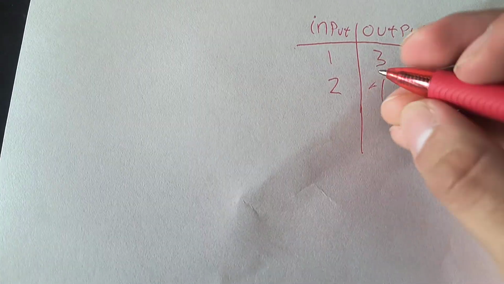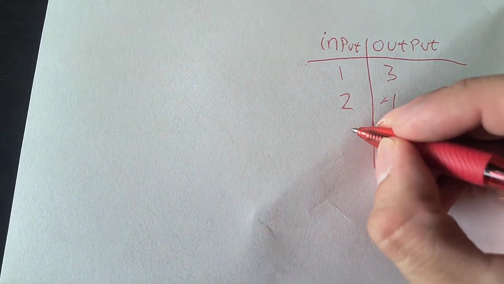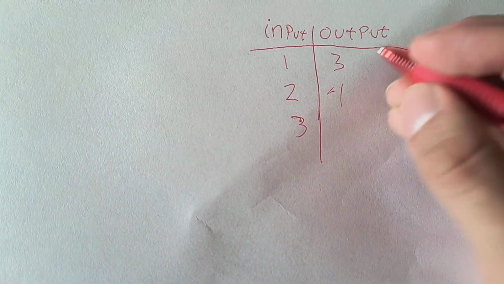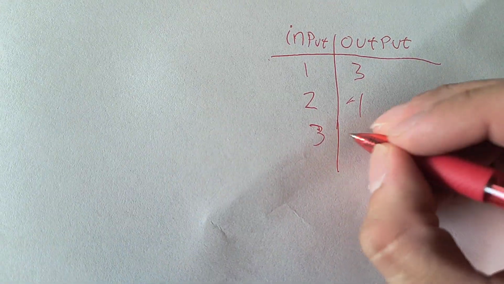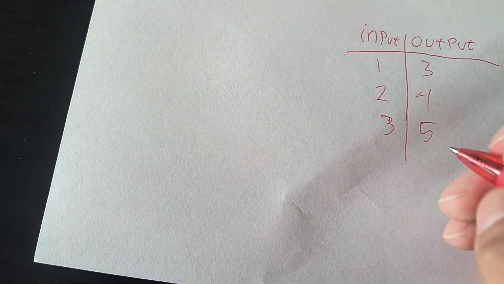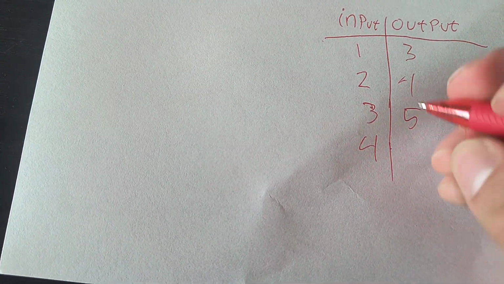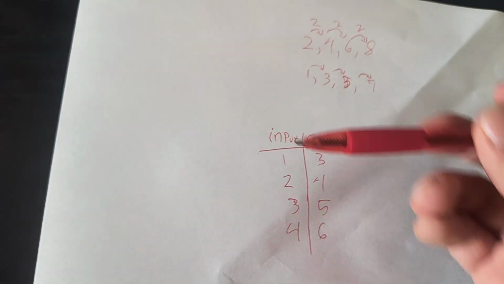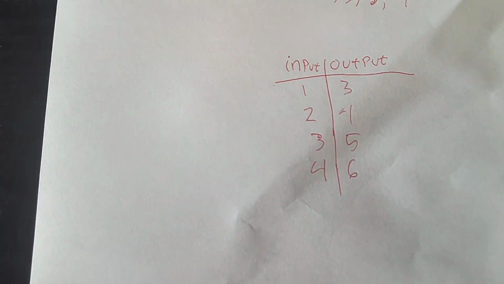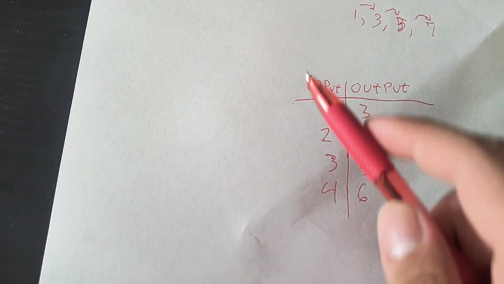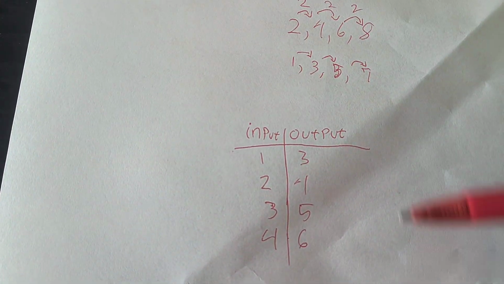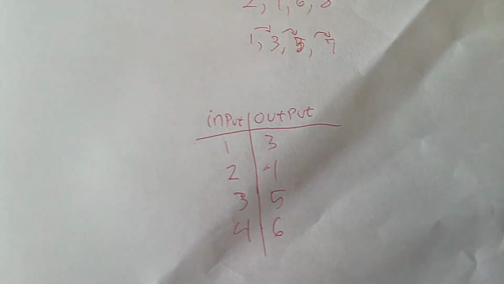We continue the sequence, we go to 3, and we use the rule. 3 plus 2 is 5. And then we go to 4. 4 plus 2 is 6. And you can see that we keep continuing the pattern. Okay? We input a number, and then we use the rule on the output.